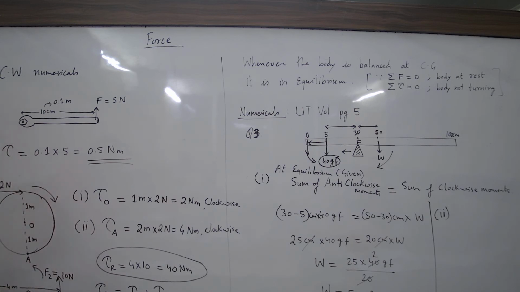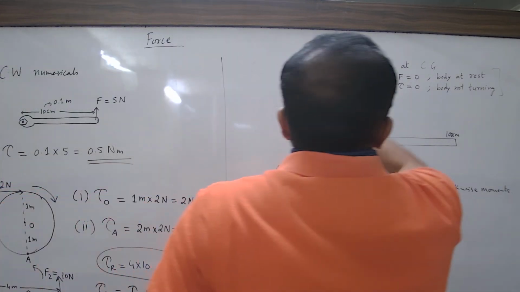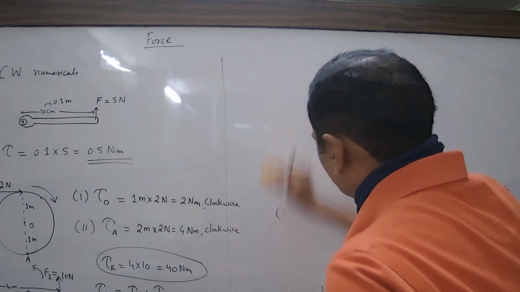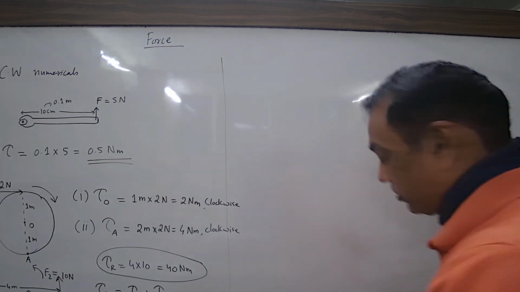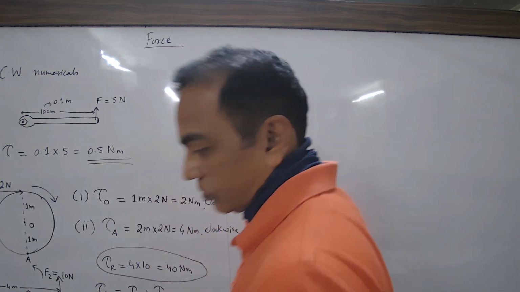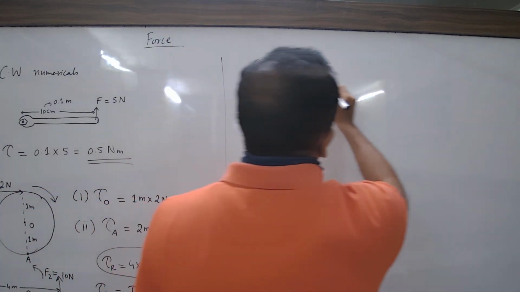Next. Uniform meter rule. So we came to again meter rule problem. What is it? Question 4. Uniform meter rule is pivoted at its midpoint. So this time it is pivoted at midpoint.